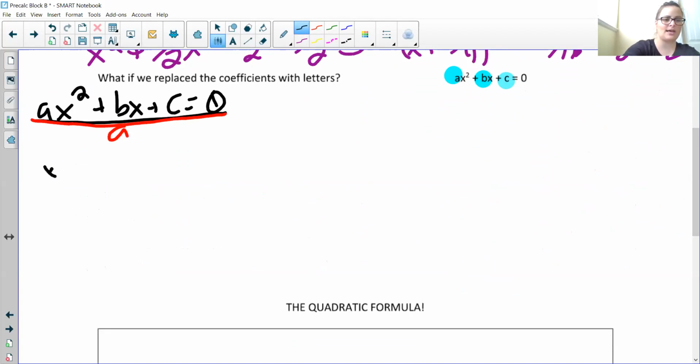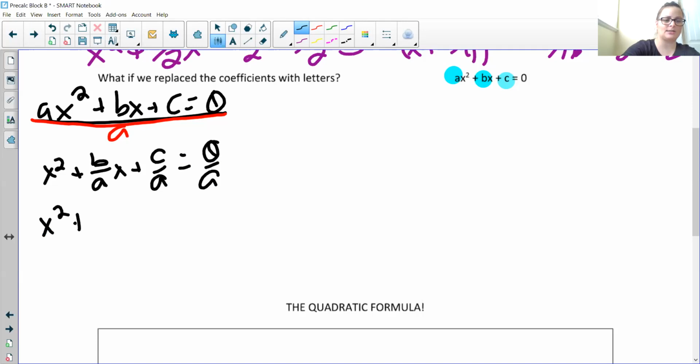That's going to leave us with x squared plus b over a x plus c over a, and then that placeholder is just hanging out over there. We're then going to complete the square. To complete the square, we have to take half of b over a, which is b over 2a, and then we have to square it. So it's going to become b squared over (2a) squared, which is 4a squared.